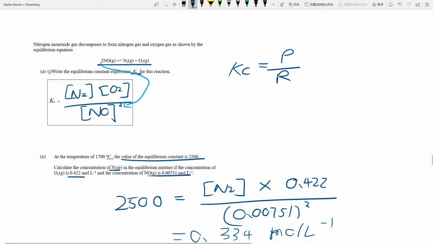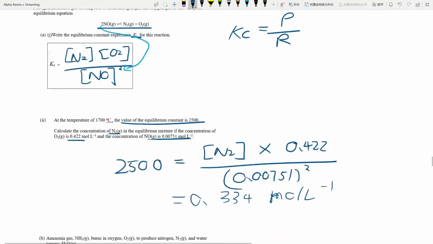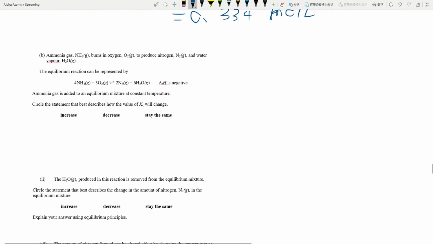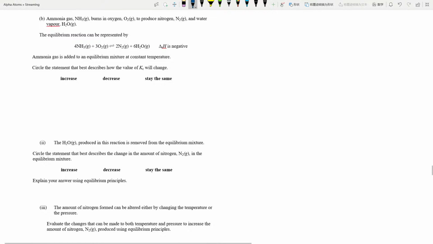Don't delete the numbers halfway through. You can round it, but then don't delete it. Use the whole thing. All right, next one. All right, equilibrium.